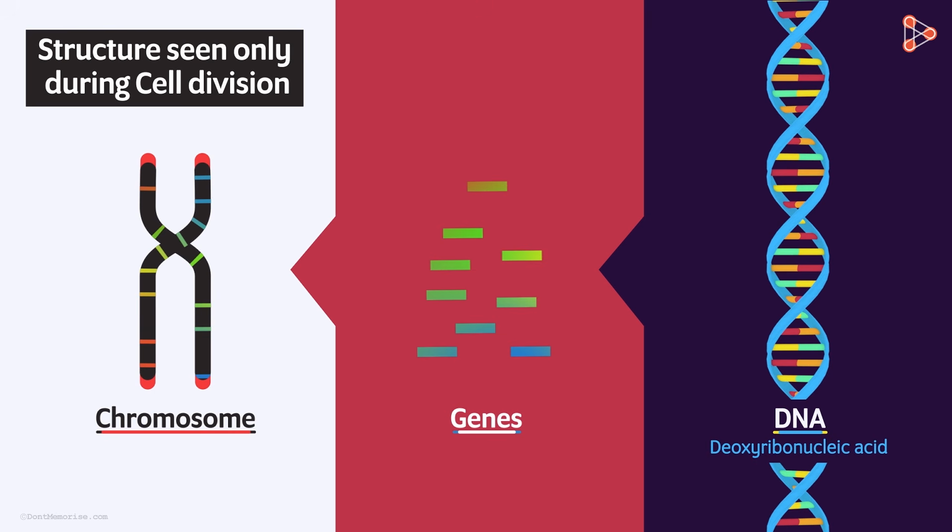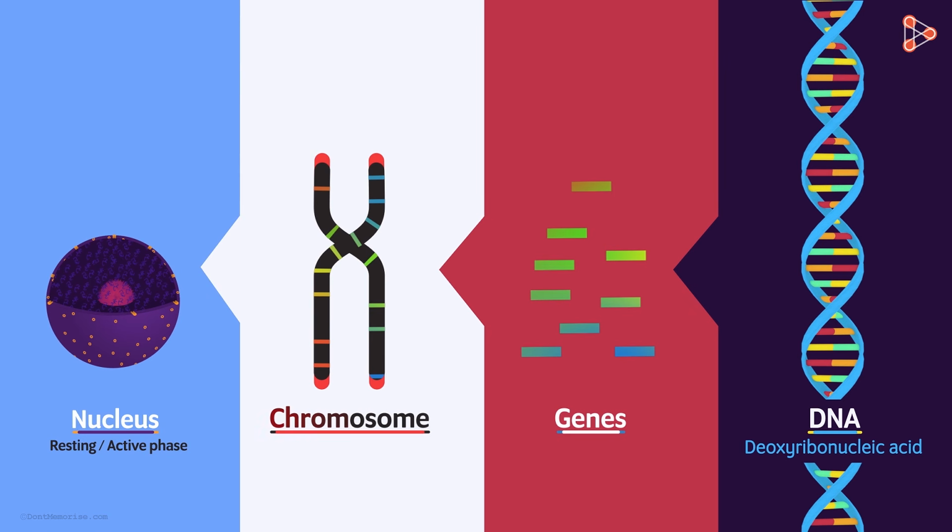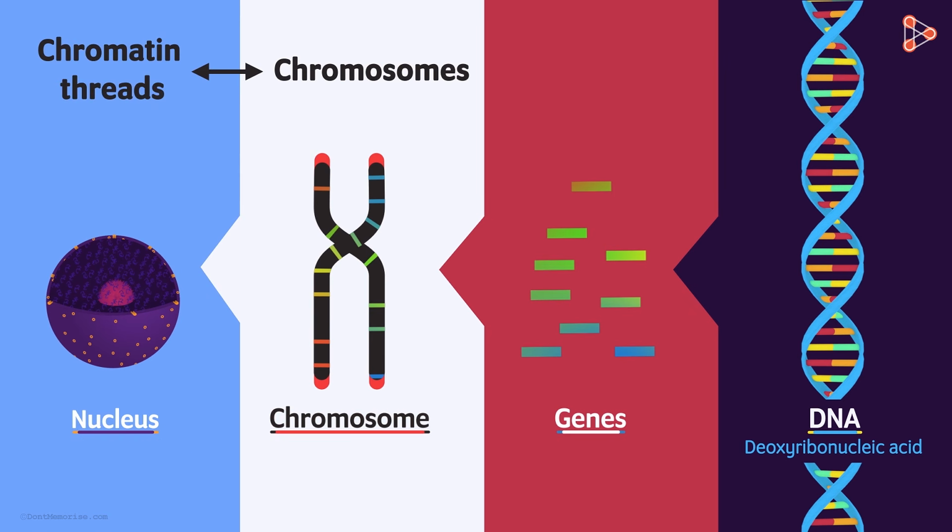So usually, when the cell is in the resting or the active phase apart from cell division, the chromosomes exist as tangled threads called chromatin. In other words, chromosomes and chromatin are the same thing. The genetic material is locked in the form of these chromatin threads present in the nucleus. Now, this was about why the nucleus is called the major organelle.